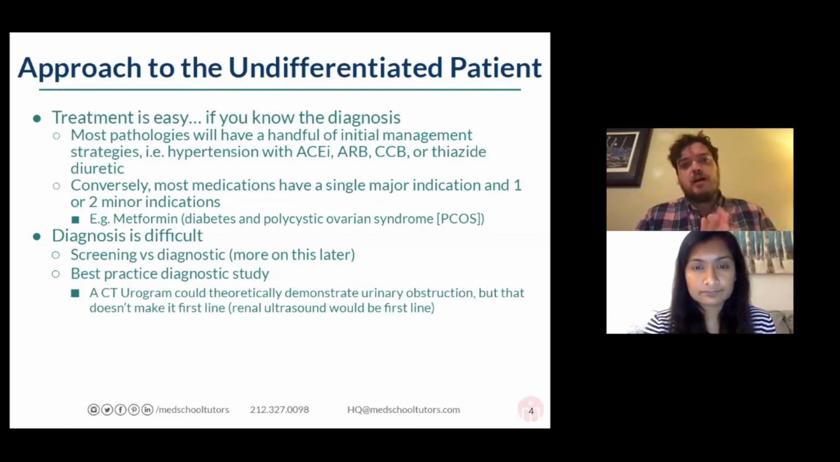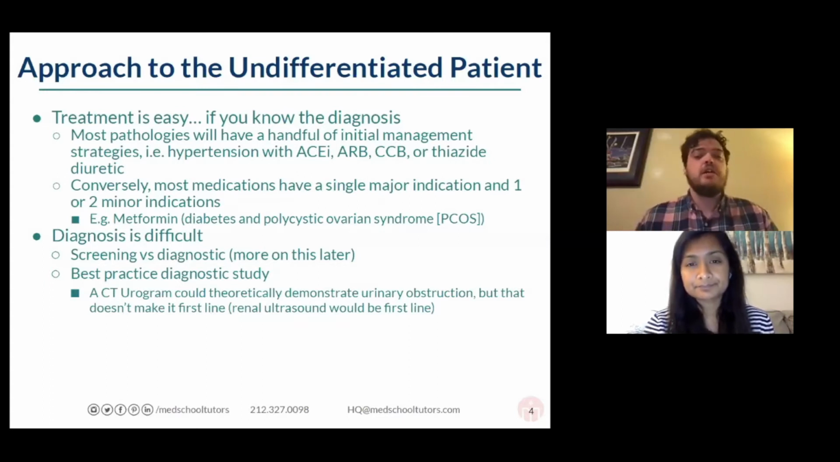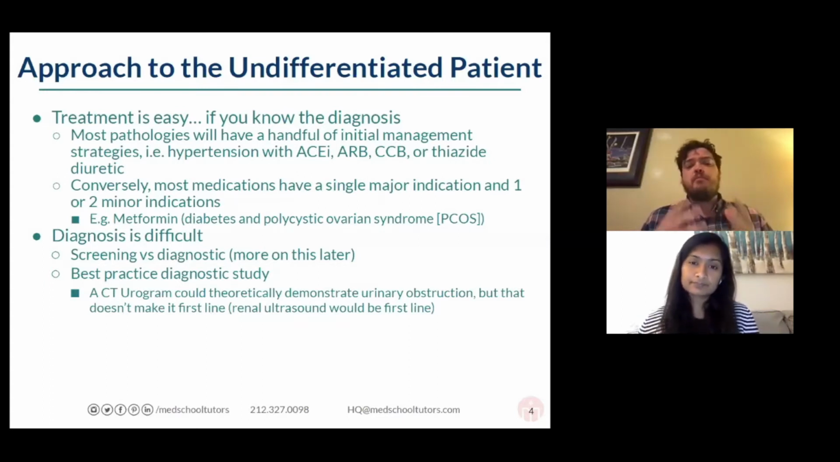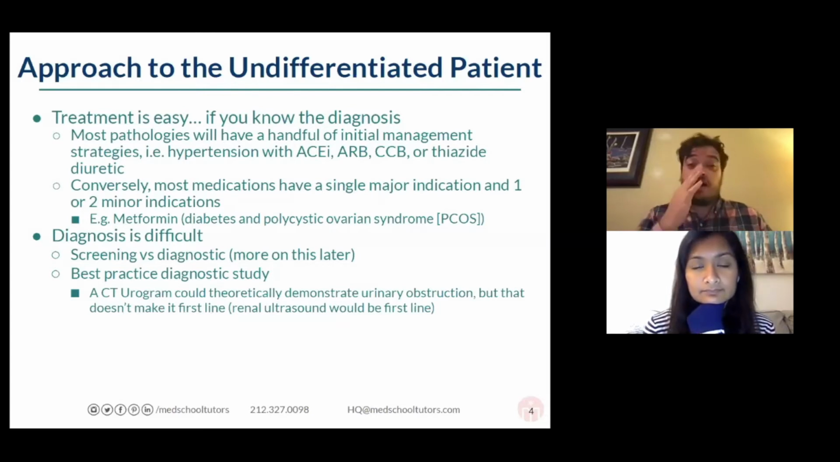So my approach to the undifferentiated patient, the way I think of it, I think treatment's pretty easy. If you know the diagnosis, you can find a treatment. Worst case scenario, it's 3 a.m. and you're looking it up on UpToDate, that's fine, but you need a diagnosis first. What I mean is that treatment is easy if you know the diagnosis. For most of the pathologies that we've identified and commonly treat in modern medicine, there's only a handful of strategies we use to manage them.